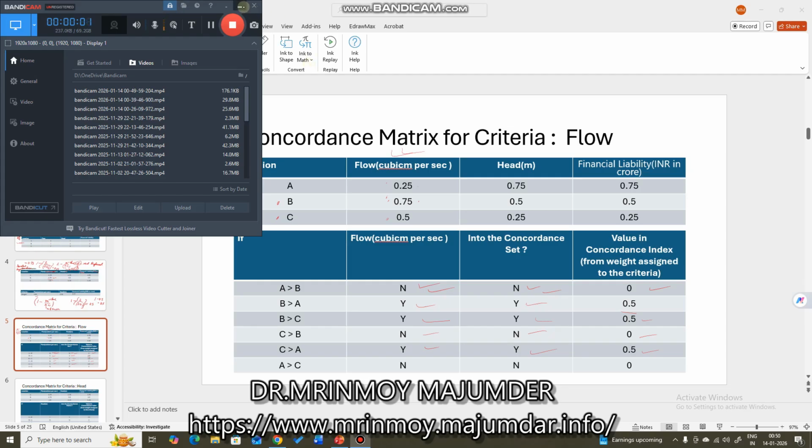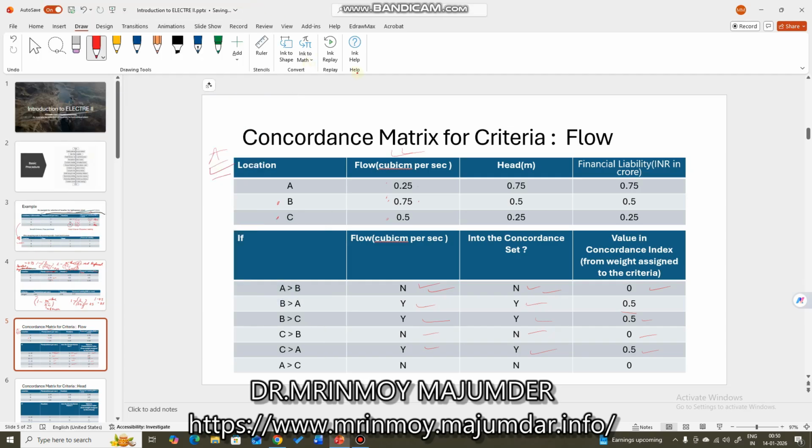So then I again compare A. Is A greater than C? No. A is 0.25, C is 0.5, so no. It doesn't come into the concordance set, and it will definitely not have any contribution to the concordance index. I think it is clear.